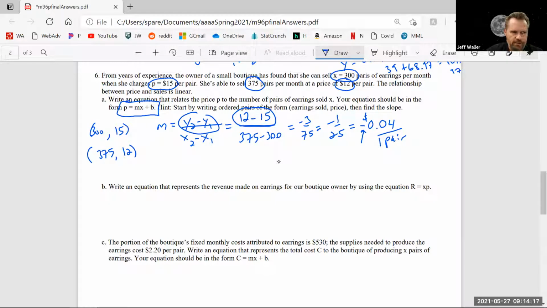All right. So we're almost there, right? We got our M. M is -0.04. Now I got to keep going with this equation. Does somebody have a suggestion on how to finish that equation out? We know what the M is. We got that. Check. Do I know what the B is?